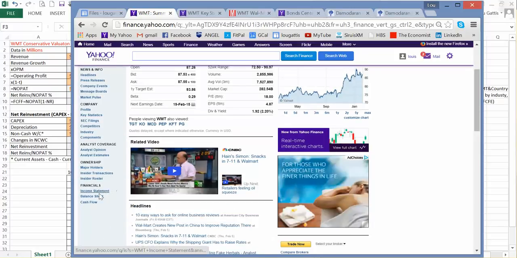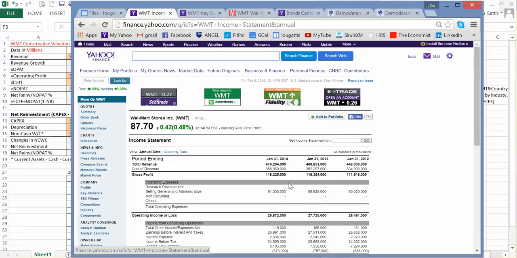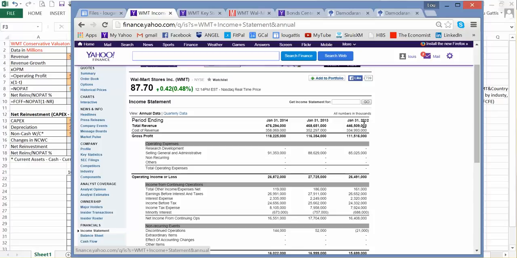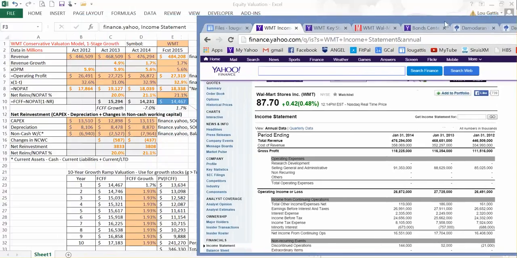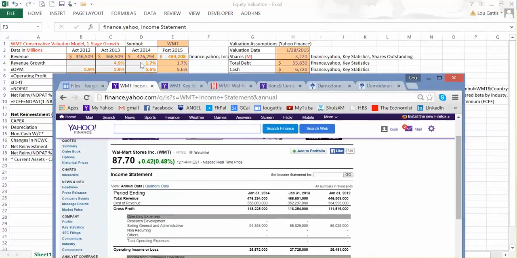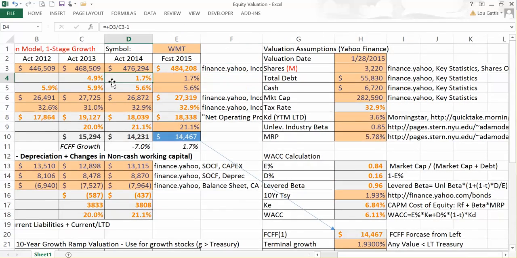And then we can go to, say, the income statement. And we can get the last 3 years, 12, 13, and 14, total revenues. So 446 billion, 468 billion, 476 billion. I'll go ahead and put those numbers in here in my spreadsheet. So you can see I'm just entering it in.